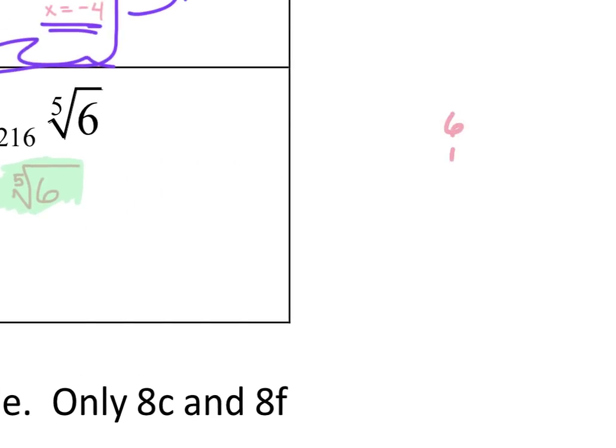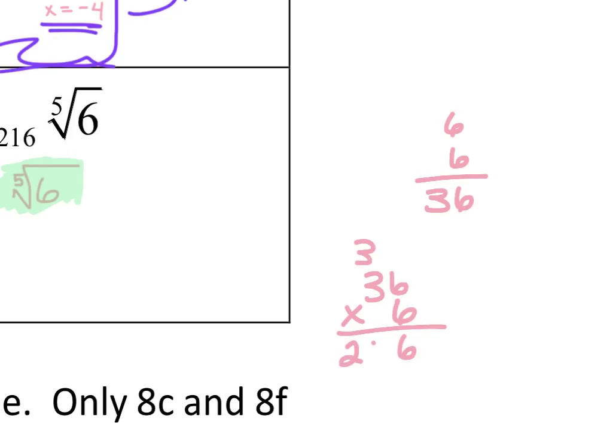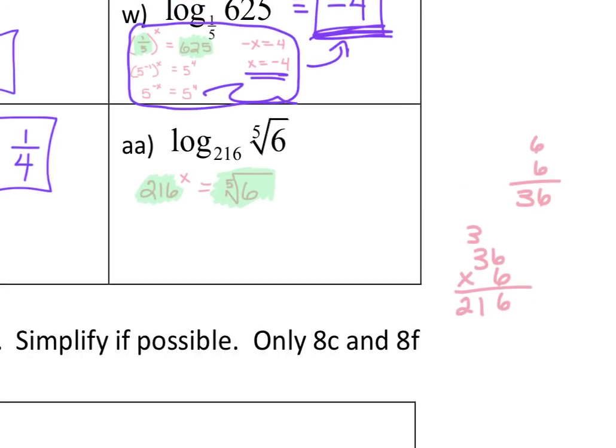Just scratch it out on the side of the paper. I know that 6 times 6 is 36. And then 36 times 6, I don't know off the top of my head, but that's not a difficult multiplication problem. 6 times 6 is 36, carry the 3. 3 times 6 is 18, plus 3 is 21. Oh, look, 216 is 6 cubed.